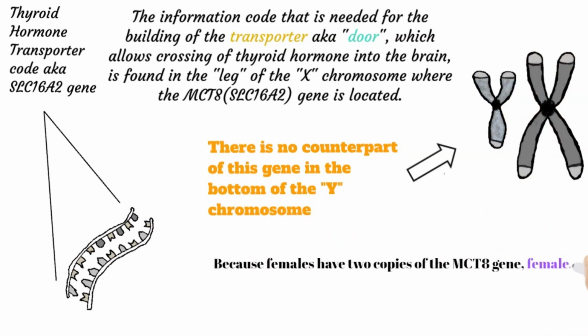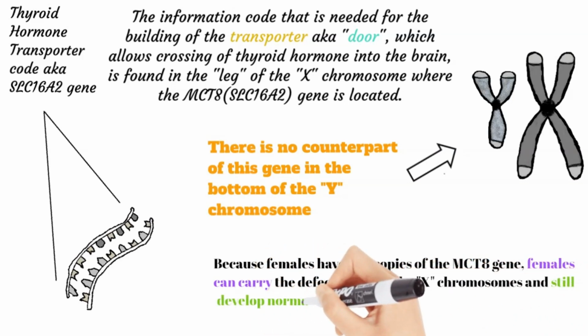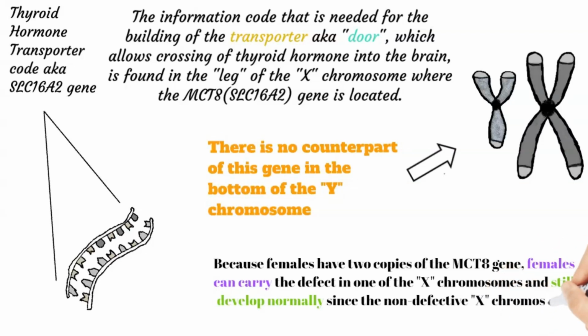Because females have 2 copies of the MCT8 gene, females can carry the defect in one of their X chromosomes and still develop normally, since the non-defective X chromosome takes over the functions.